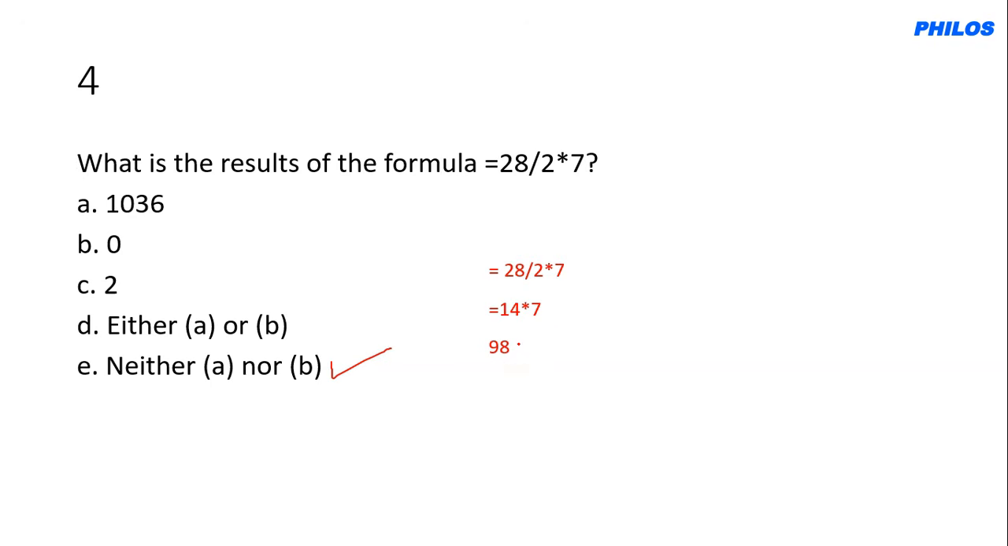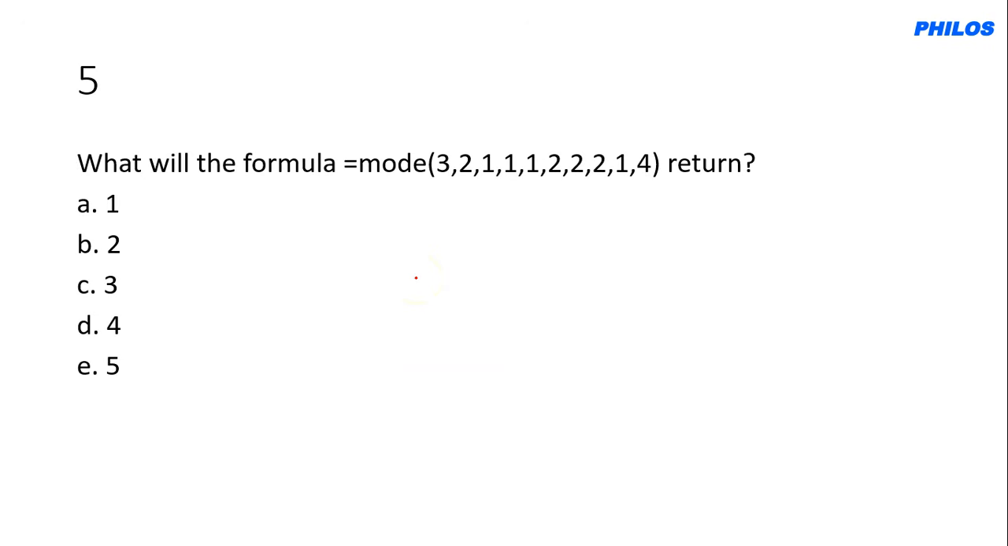If you want to confirm if 98 is really the answer, take your computer and open your Excel. Then you enter a particular cell, then you press equal to. Then you enter 28, then you use the division, 2, multiplication, then 7, and click enter. Excel will also give you 98. So C is not the correct answer for this. Let's proceed to the next question.